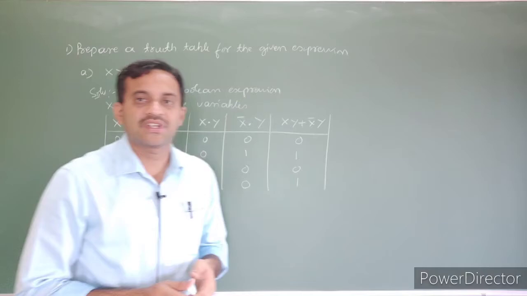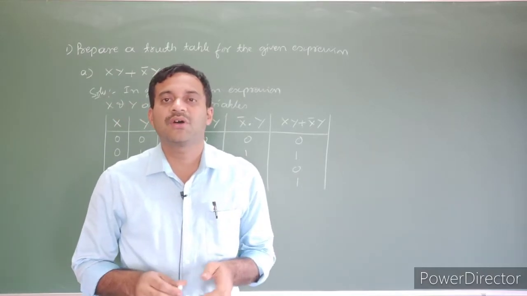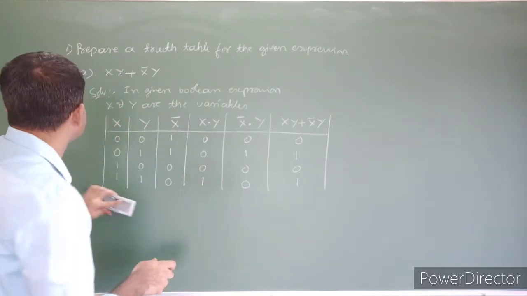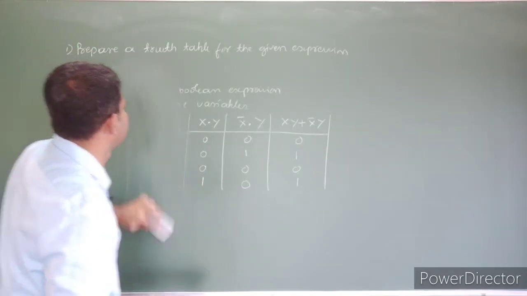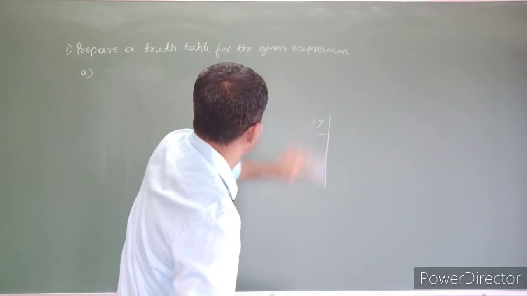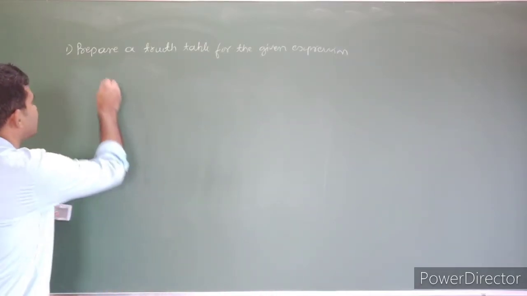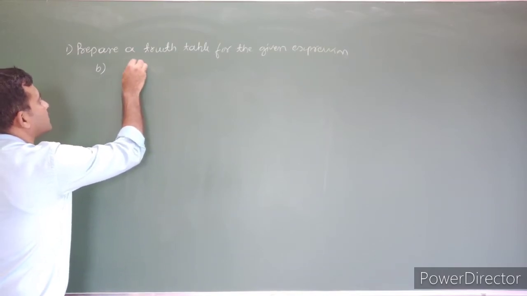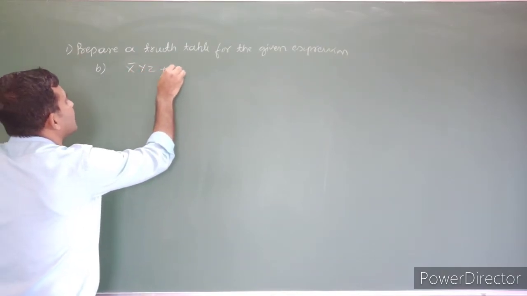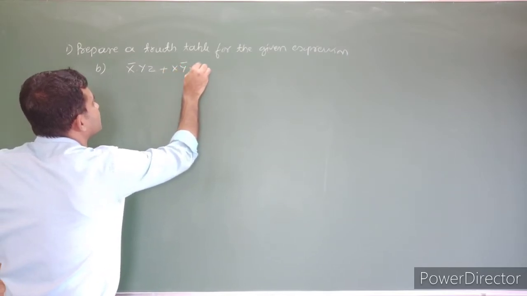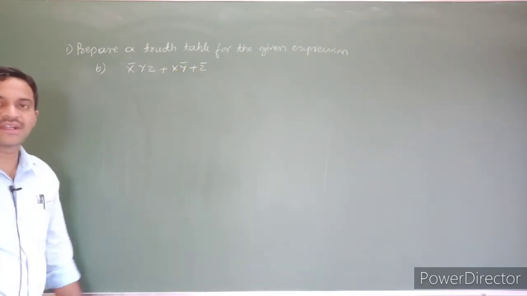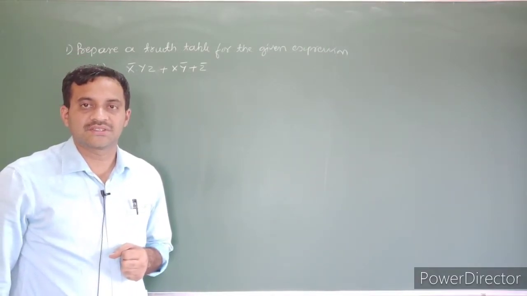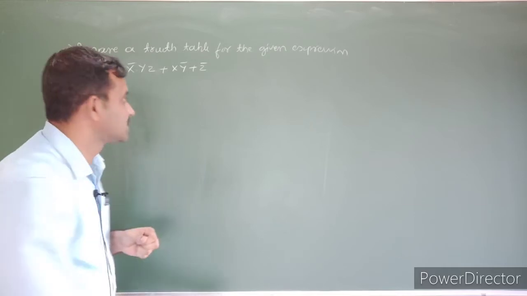Let's see if the expression has 3 variables, then how to prepare a truth table. Let's see the example. Which expression is x bar yz plus x y bar plus z bar. See here, it is one of the expressions having 3 variables. First list the variables.